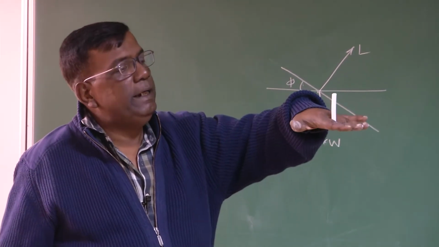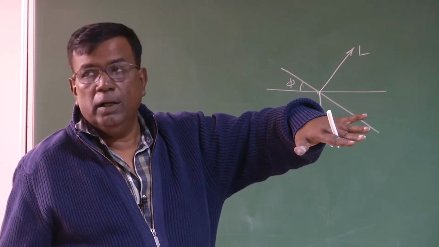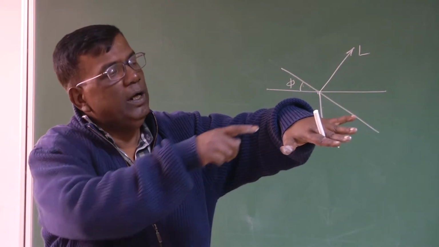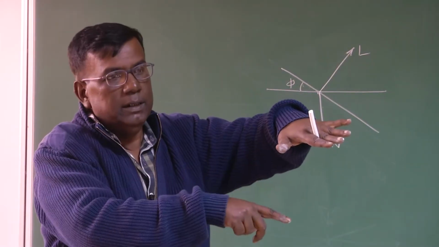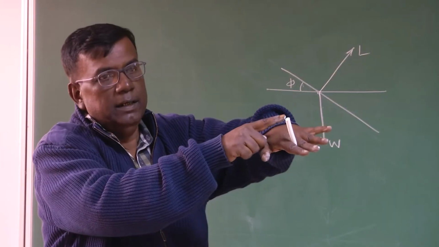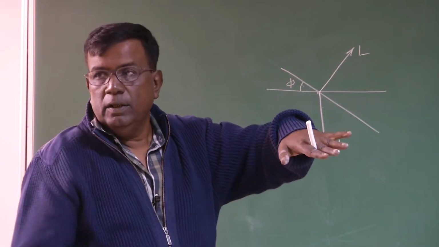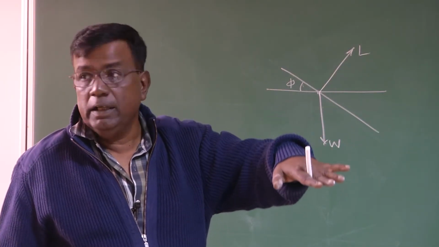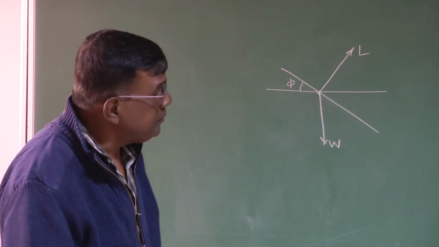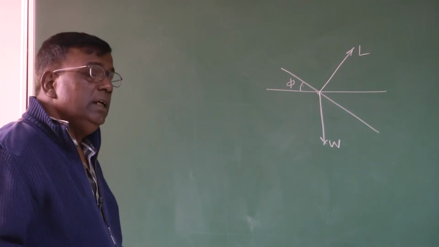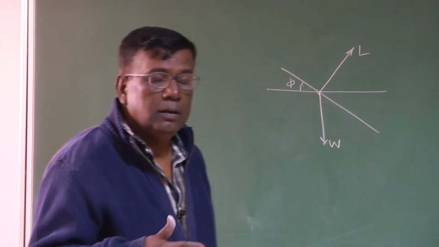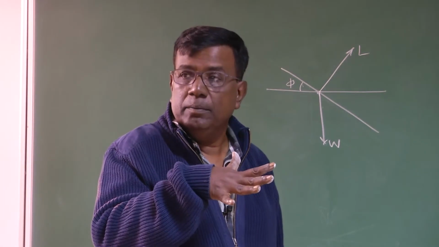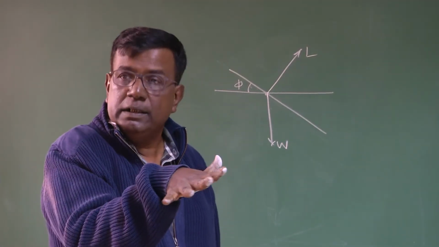Now, suppose I bank it like this, what will happen? Now, the component of lift will try to balance the weight. Say L cos phi will try to balance the weight. So, if the lift was the same, then it would not be able to balance the weight. It will start sinking, right? But when we do this maneuver, we ensure that altitude is the same. It is a steady coordinated turn.